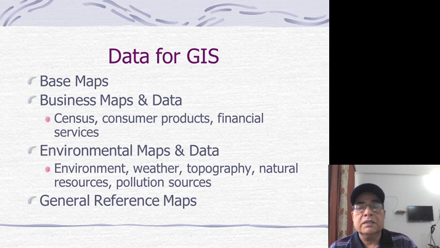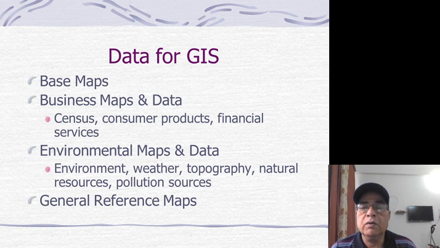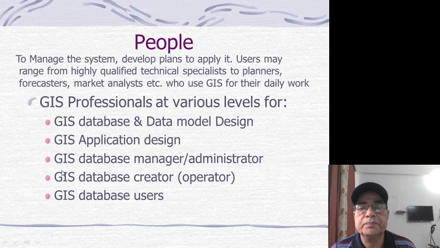When we talk about the data in the GIS, the data can be the base maps. We have prepared very preliminary information, as we have discussed in remote sensing. We can have business maps that may be dealing with the census, consumer products, financial services, etc. That may be environmental maps, for example, environment, weather, topography, natural resources, pollution sources, or general reference maps. So all these, in the form of maps or in the form of data, can act as input into the GIS. So the third very important component of the GIS, we say, is the people.